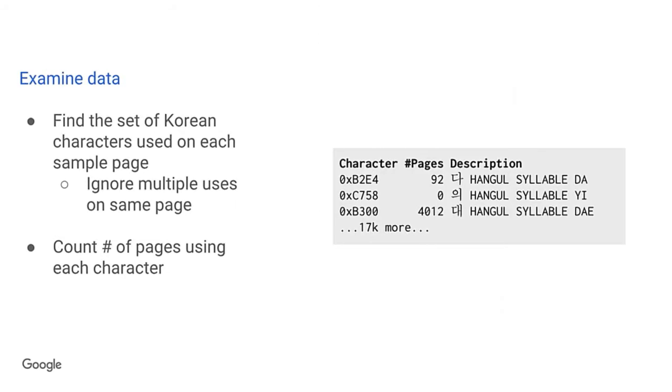For each of those sample Korean pages, we found the set of Korean characters that occurred on those pages. For this analysis, we didn't care about the number of times a character was used on a particular page, just that it was present at least once. Then finally, we combined all that to count up the number of pages that were using each character. We have a small example of what the output of that analysis looked like on the right here.